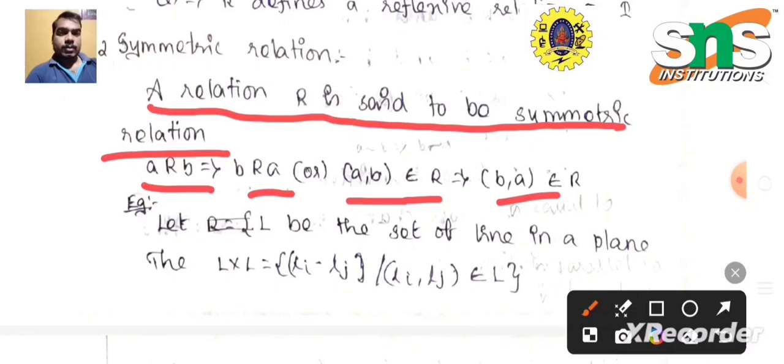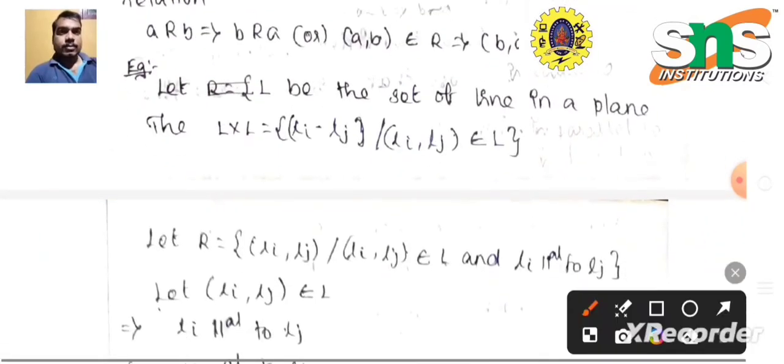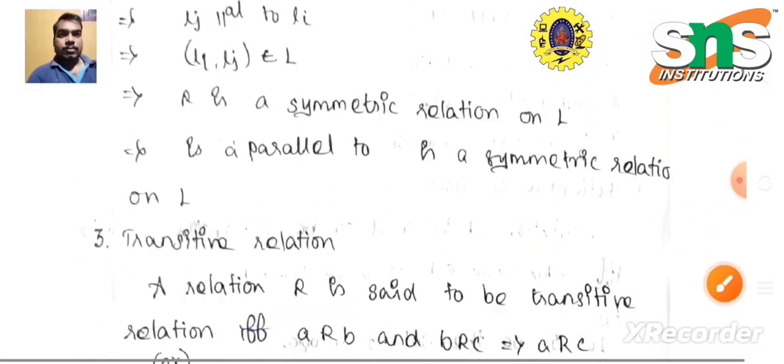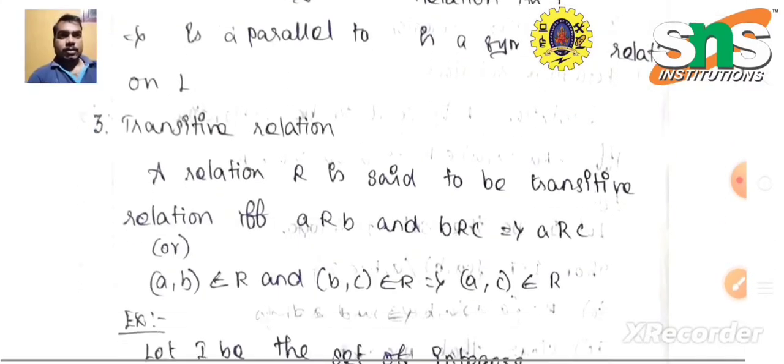For example, let L be the set of lines in the plane. So L cross L is equal to (Li, Lj), that is, (Li, Lj) belongs to L. In this way, we have to prove the symmetric relation.